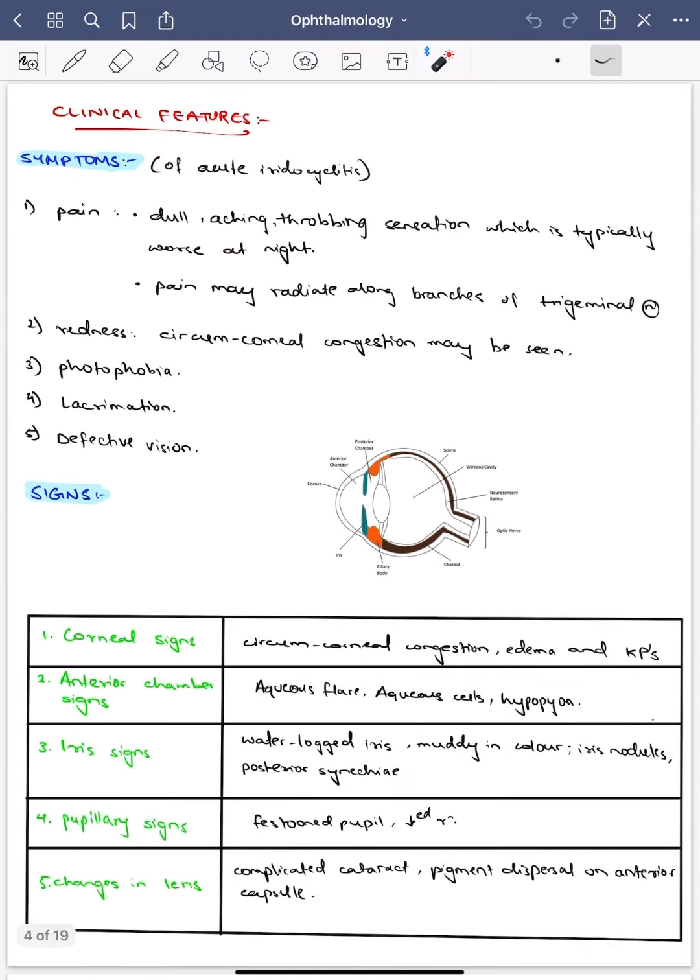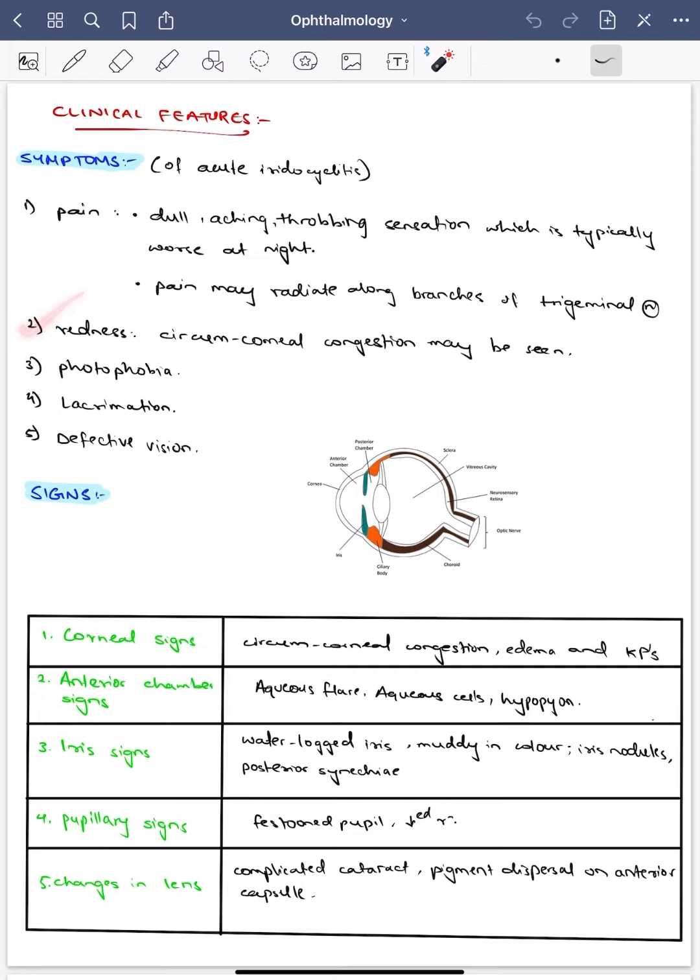Now the symptoms of acute iridocyclitis. Iridocyclitis can also be divided into chronic and acute, and the commonly asked one for our exams is acute iridocyclitis. Now let us look into the symptoms. We have pain, redness, photophobia, lacrimation, and defective vision. The patient can come with any of these. Now the pain is a dull, aching, throbbing sensation which is typically worse at night, and the pain may radiate along the branches of the trigeminal nerve.